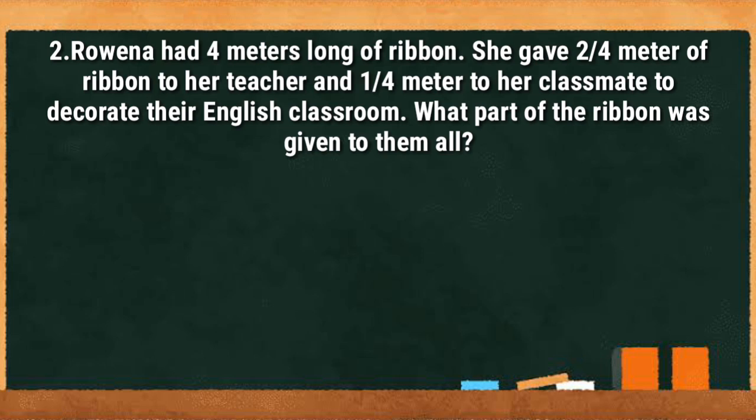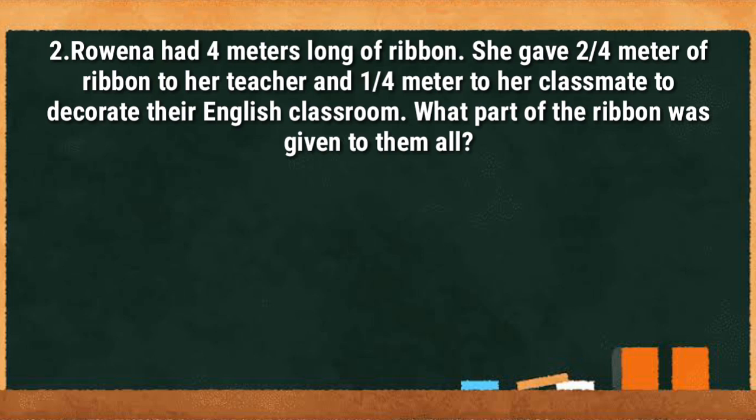We have problem number 2. Rowena had 4 meters long of ribbon. She gave 2/4 meter of ribbon to her teacher and 1/4 meter to her classmate to decorate their English classroom. What part of the ribbon was given to them all? This is an example of a non-routine problem.